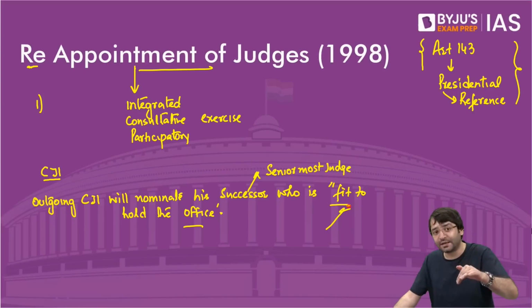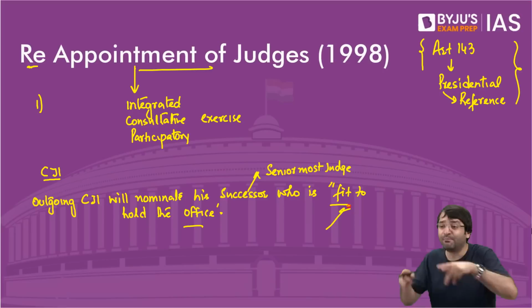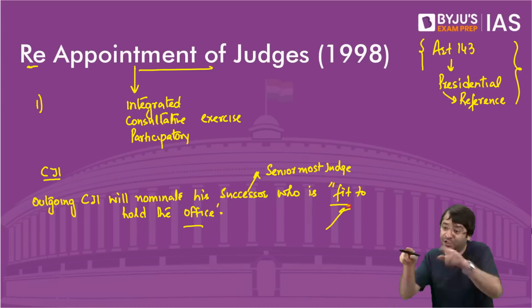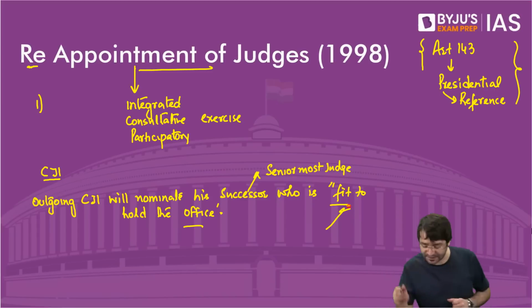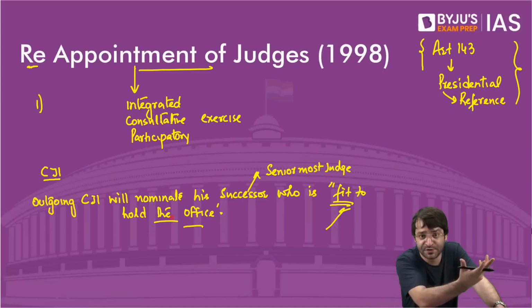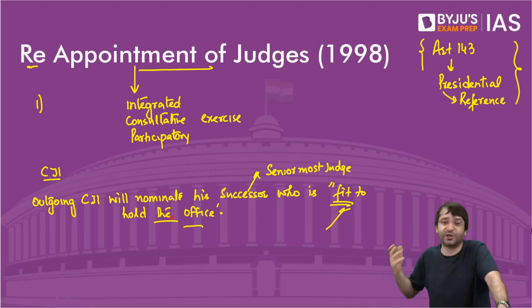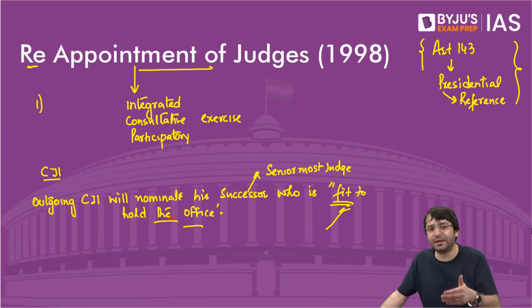Or can we say that the outgoing Chief Justice has nominated the senior most judge of the Supreme Court, but the President rejects it, saying no, this person is not fit to hold the office? Who will decide who is not fit to hold the office? That's something that we don't know. Whether it is the executive which can say this or whether it is the judiciary we can say this. But the way it is looking, it is ultimately the job of the judiciary to decide.